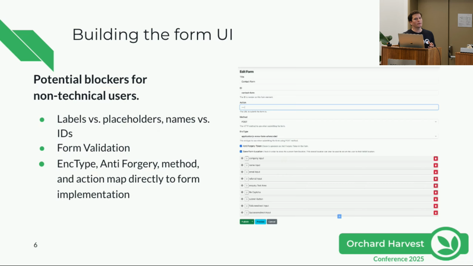But even at this point, we're faced with terminology that isn't really relevant to our content creators' world. We're looking at egg types, anti-forgery, methods, actions, that sort of thing. Even the simplest things like what's the difference between a label and a placeholder, or names versus IDs. They don't understand how an HTML form is marked up and the inner workings of it. So they're not going to have that mapping that we have as developers to the attributes. And so you can get a reasonable form crafted up quite quickly in Orchard.